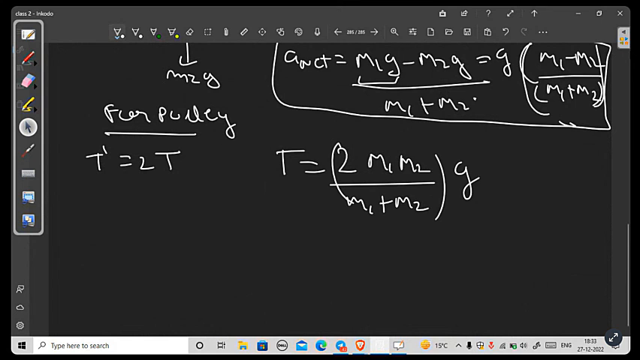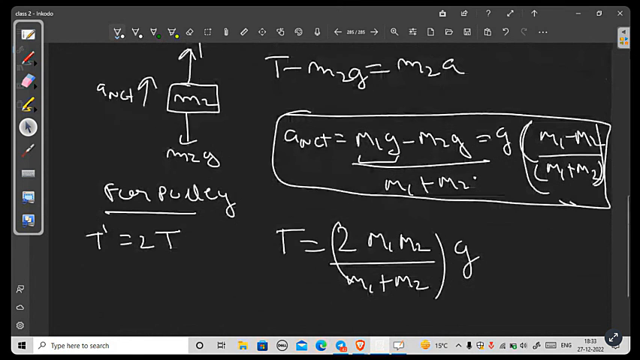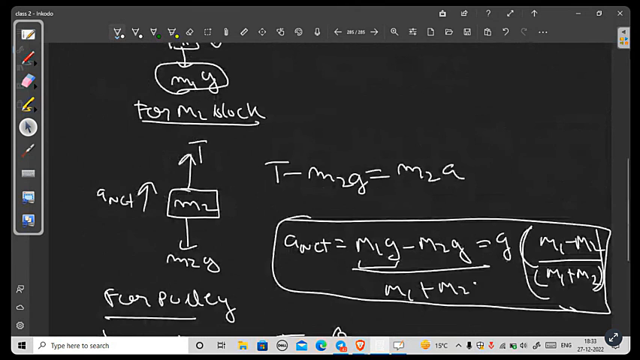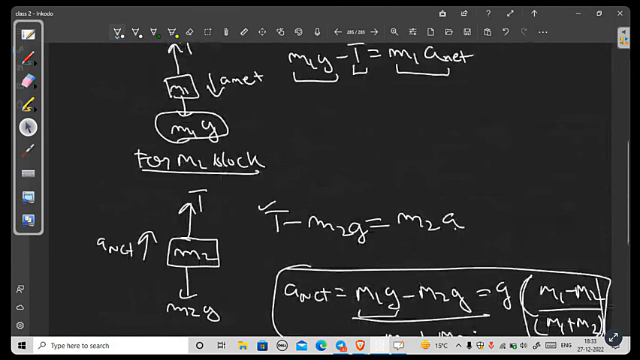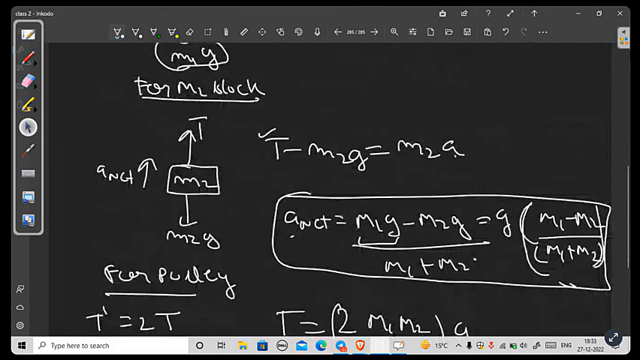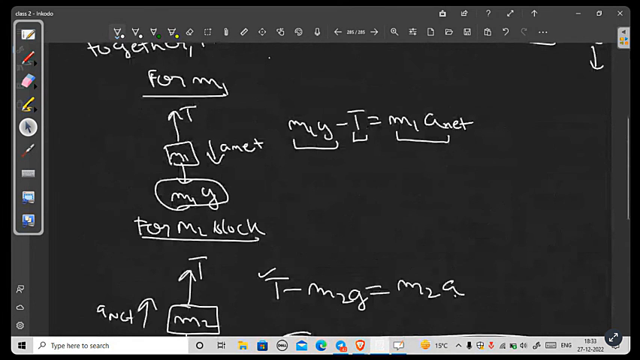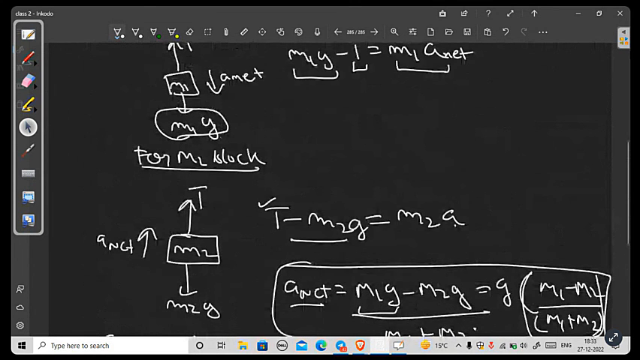You have got the value of acceleration. Put the value of acceleration in any one of the equations. You can put the value of acceleration in this equation, and from there you can calculate the tension, or you can put this value of acceleration in this equation here, and then also you can calculate the tension. So if you put this value in equation 2, let's say this is equation 2 and this is equation 1, what will you get?